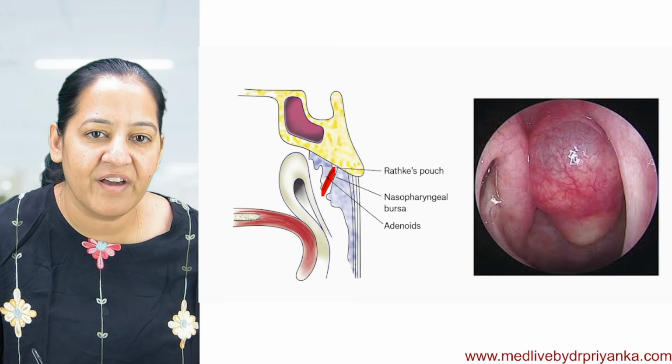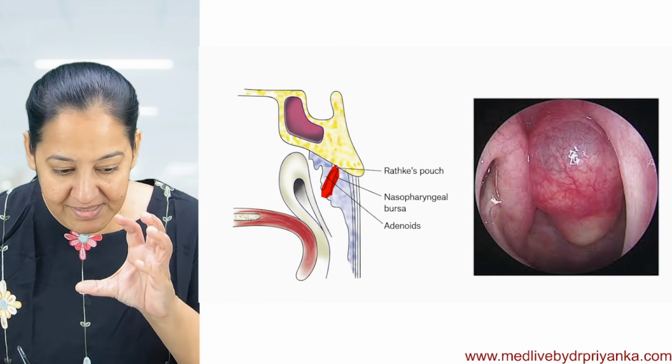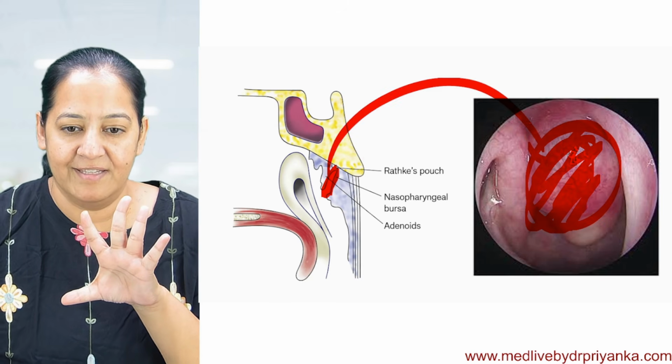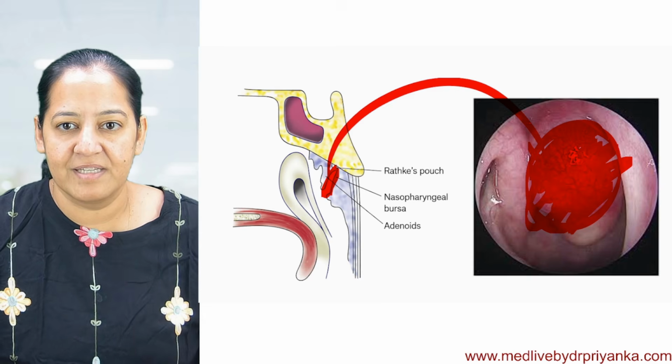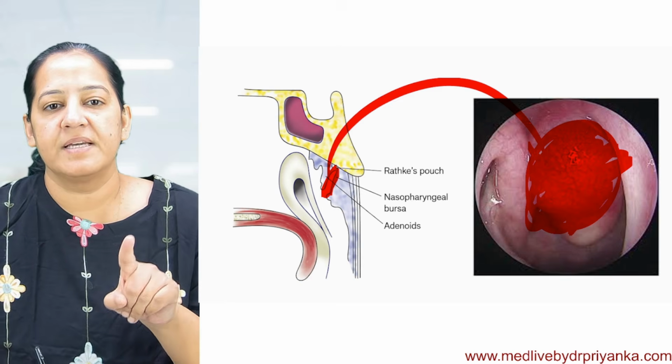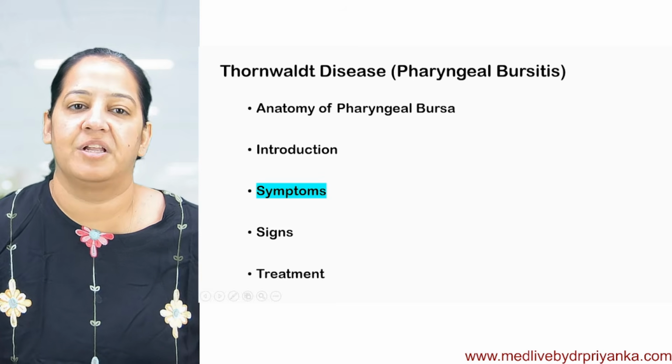Thornwald disease. Can you see this is the pharyngeal bursa? If pus accumulates in this bursa, the pharyngeal bursa, this disease is known as Thornwald disease. So what is Thornwald disease? Thornwald disease is infection of the pharyngeal bursa.